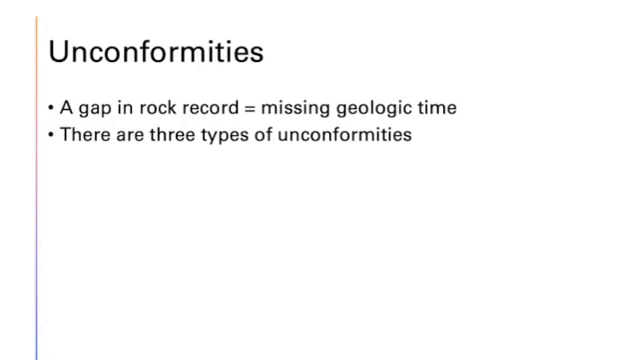Unconformities. Unconformities form when deposition of sediment stops, erosion removes sediment and rock, then deposition resumes. This cycle may take tens of millions of years, removing tens of millions of years of rock record, and therefore tens of millions of years of geologic time. So unconformities represent a gap in the rock record, missing geologic time. And there are three types of unconformities.